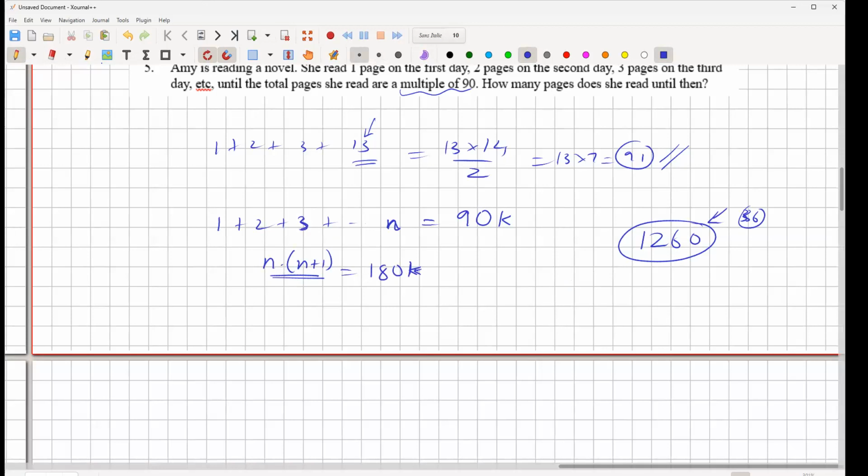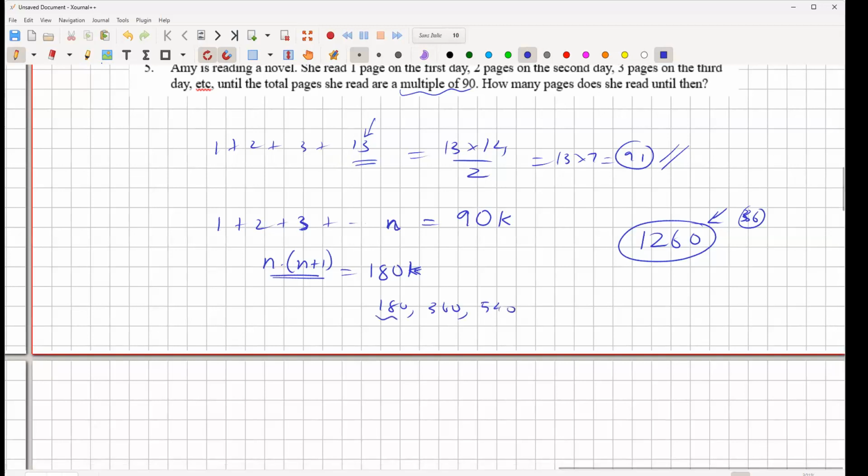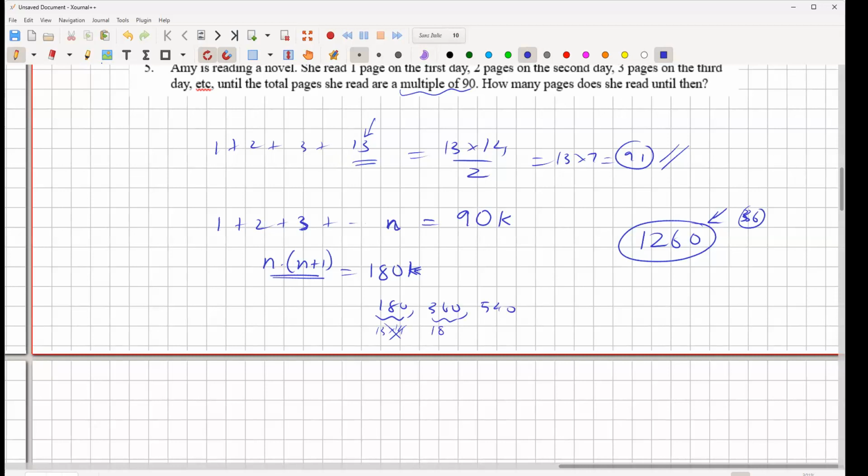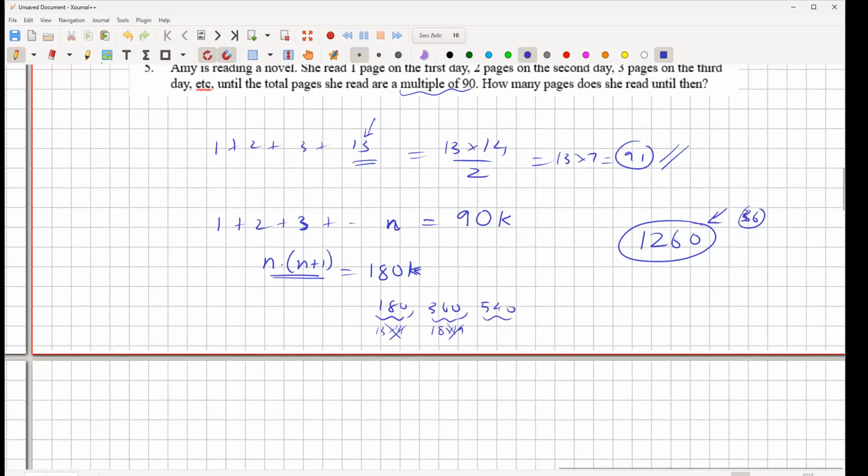So we can list out the multiples of 180, and then take two consecutive numbers which multiply to it. First, 180. The root of 180 is how much? 13, 14. 13 into 14 does not work out, so that's ruled out. 360: the root is around 19. 19 square is 361, so 18 into 19 does not work out. Then 540: the square root of 540 is approximately 23. 23 square is 529. 23 into 24 does not work out.